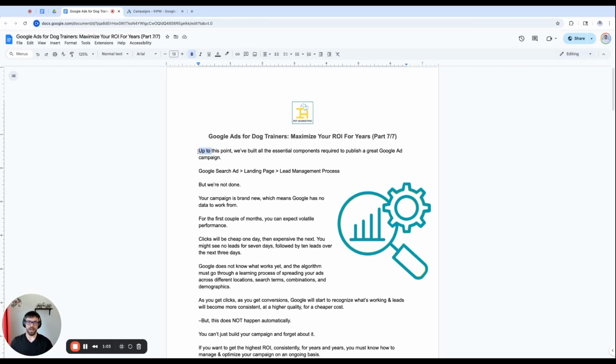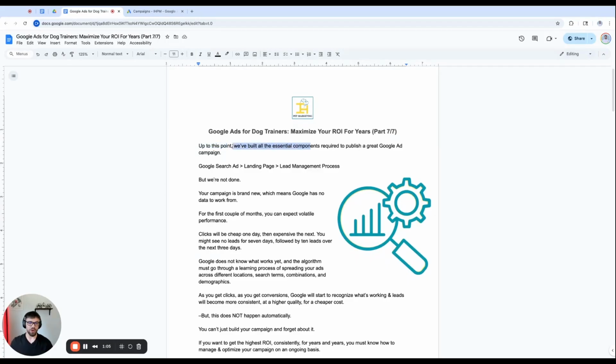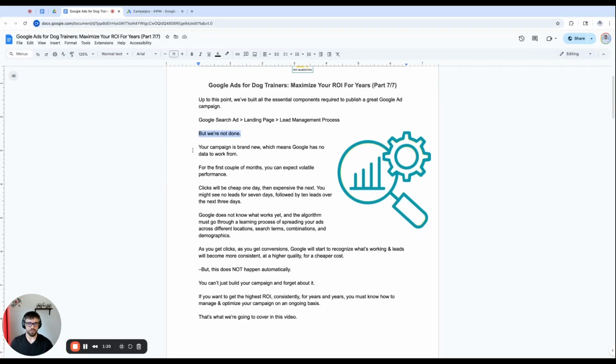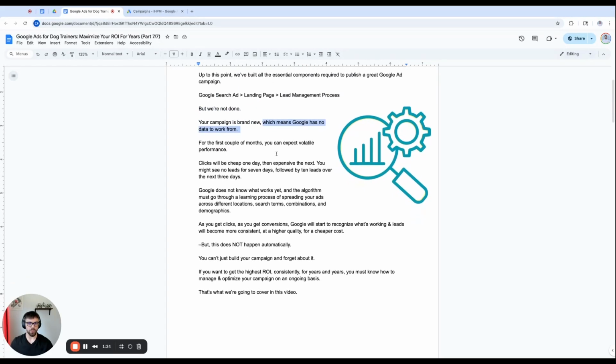So, up to this point, we've built all the essential components required to publish a great Google ad campaign. We have a Google search ad, we have a landing page to take people to, and then we have a lead management process to convert leads into clients. But we're not done. Your campaign is brand new, which means Google has no data to work from.